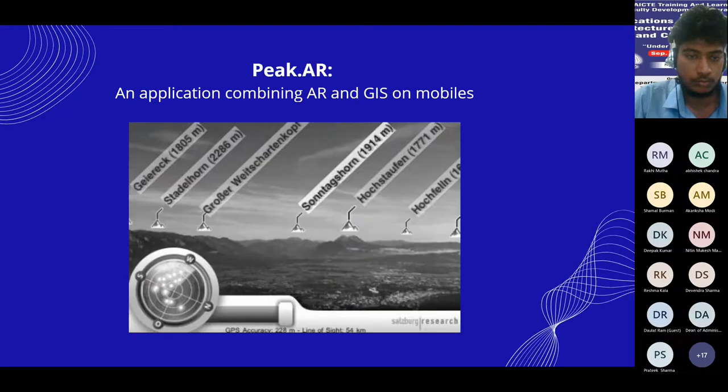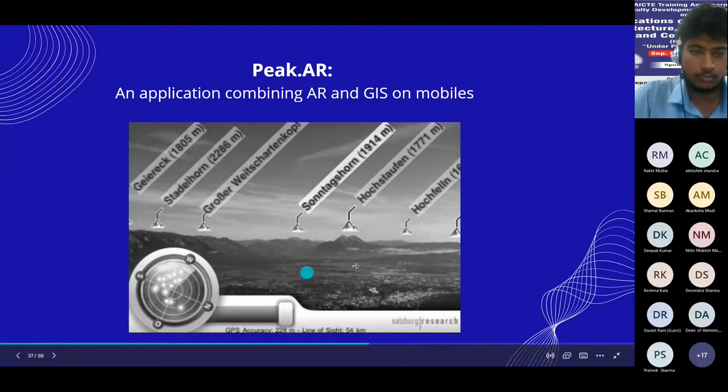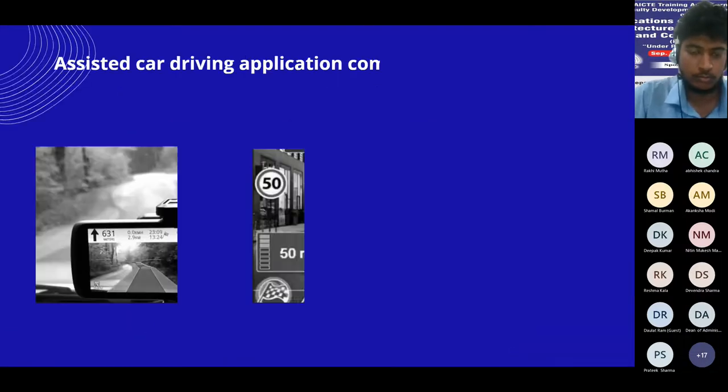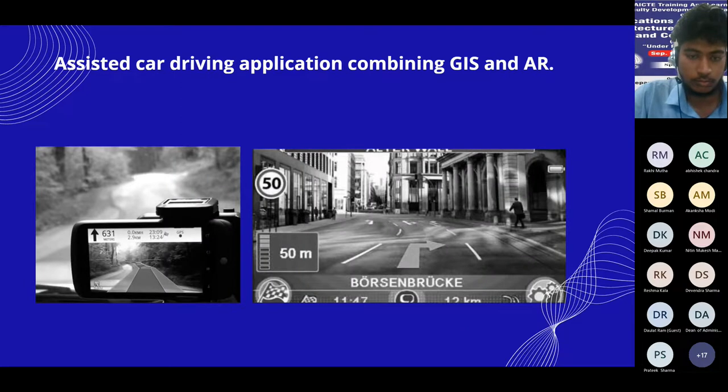So Peak AR is an application combining AR and GIS on mobiles. So we can represent different distances of different cities or mountains by using a GIS application on mobiles. Assisted car driving is another application combining GIS and AR.